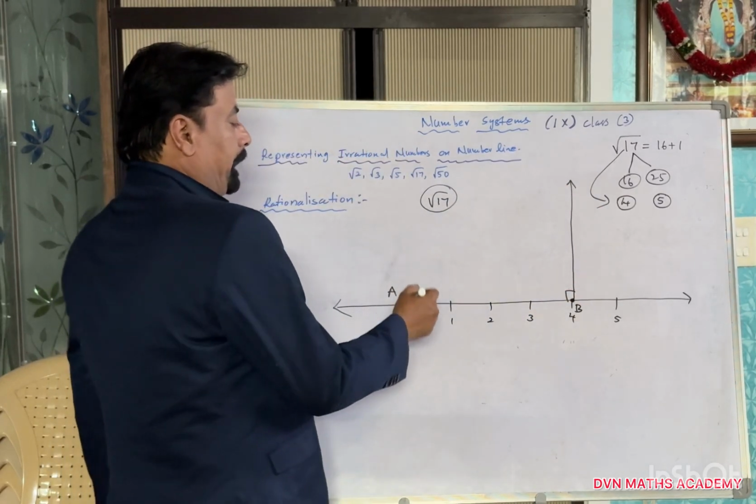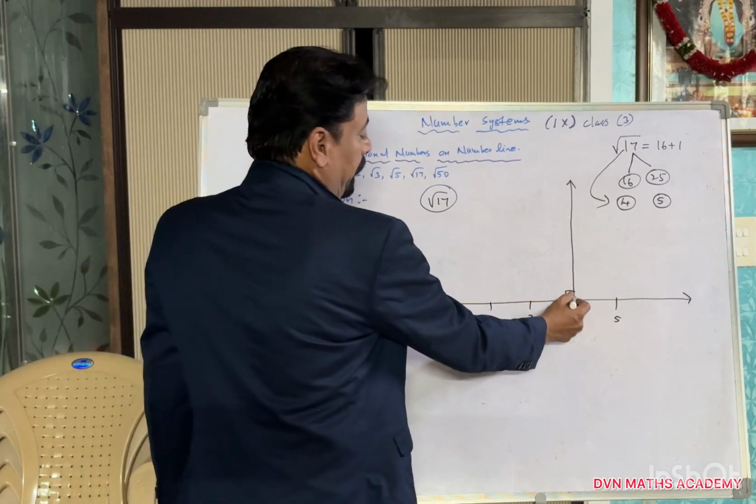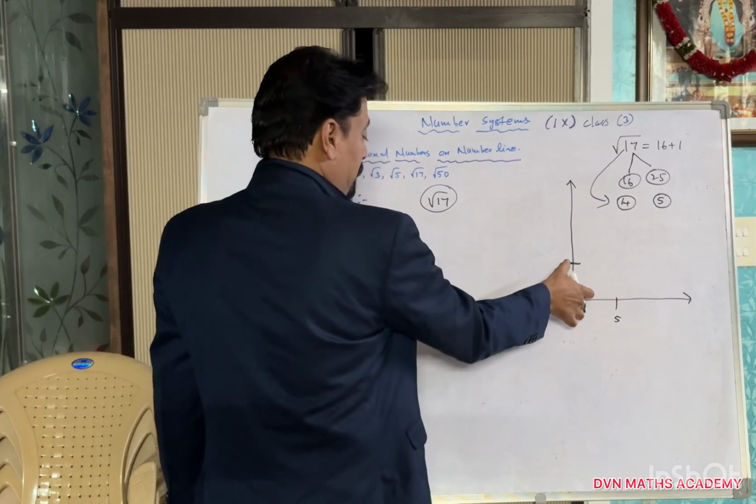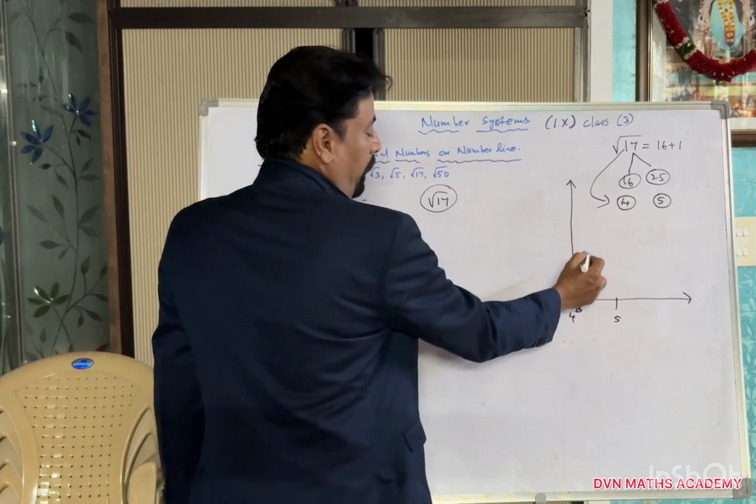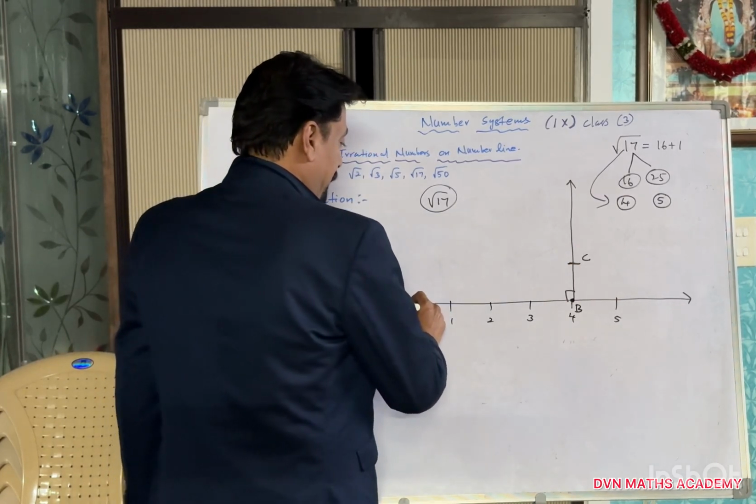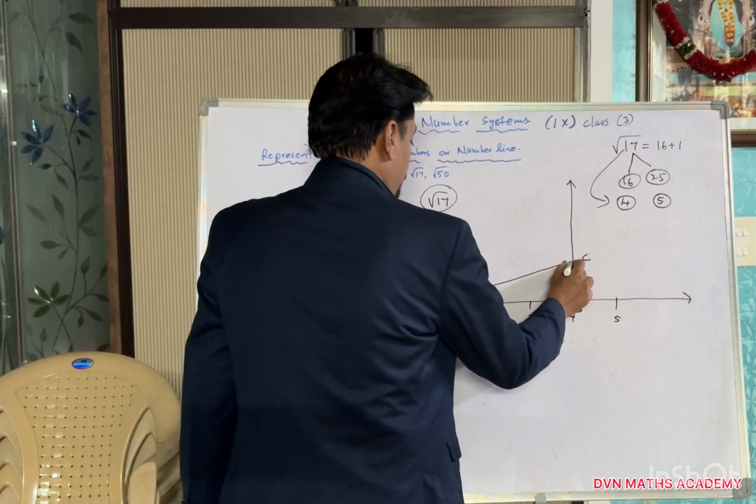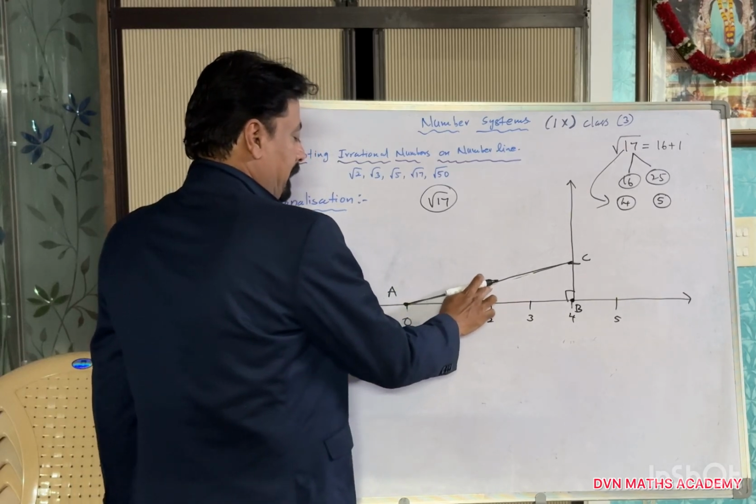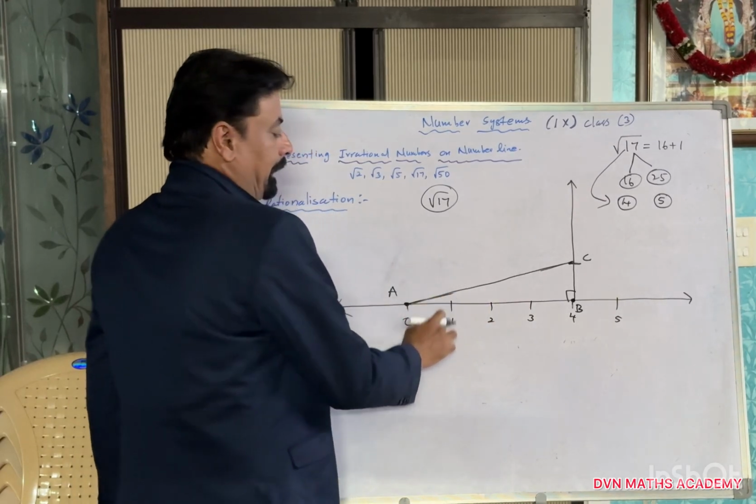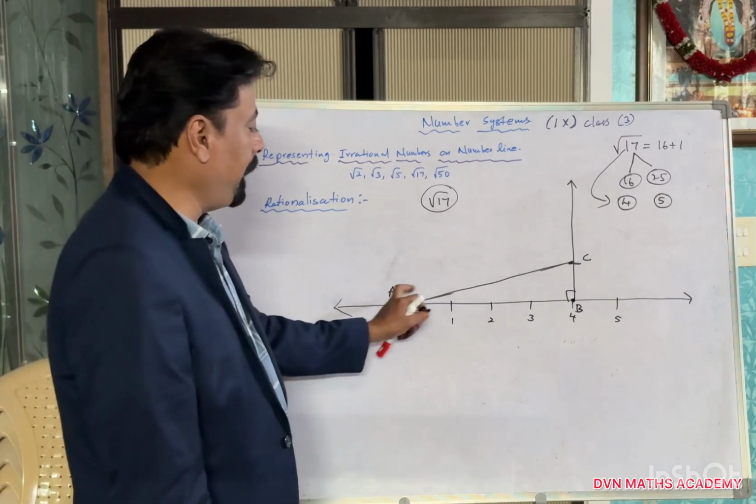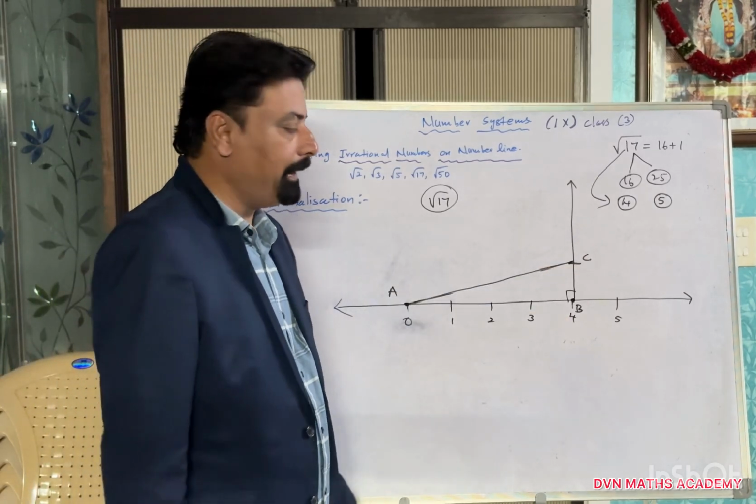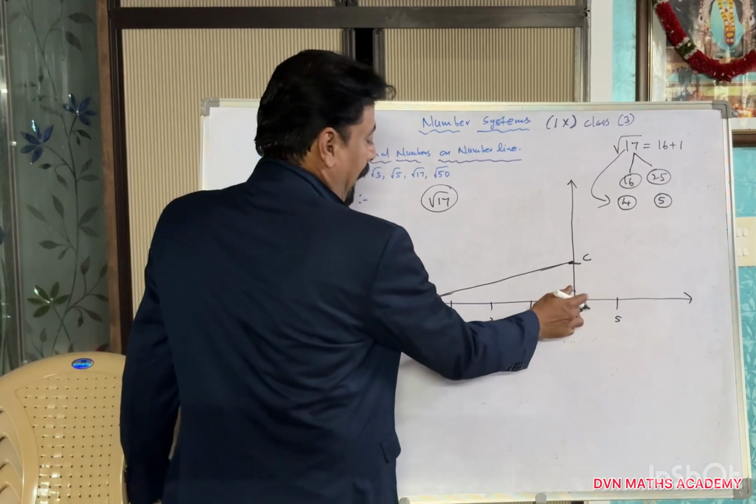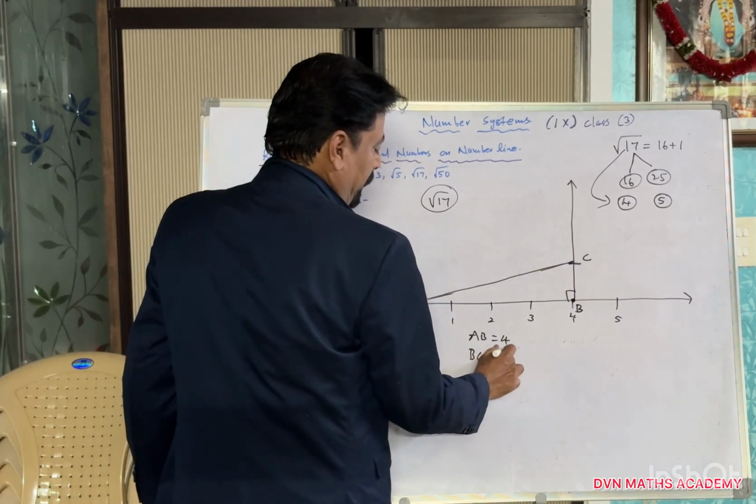After drawing a perpendicular on the number line at point B, you take 1 unit on this perpendicular. This is 1 unit, this is also 1 unit. You say this point is C. Now you join A and C using your scale. If you join A and C, then you will get a right angle triangle here. So ABC is a right angle triangle. So AB is equal to 4 units and BC is equal to 1 unit.